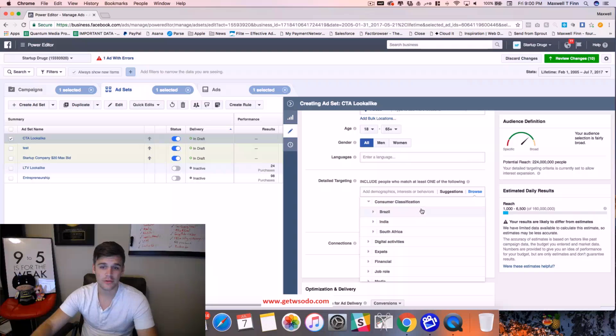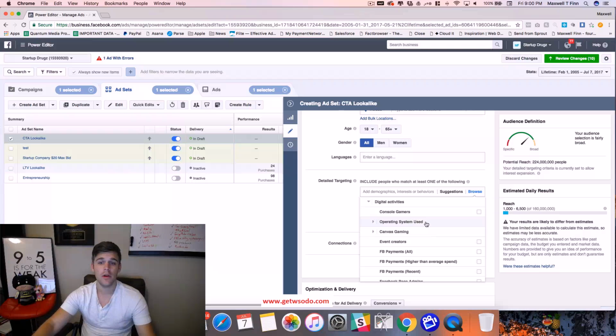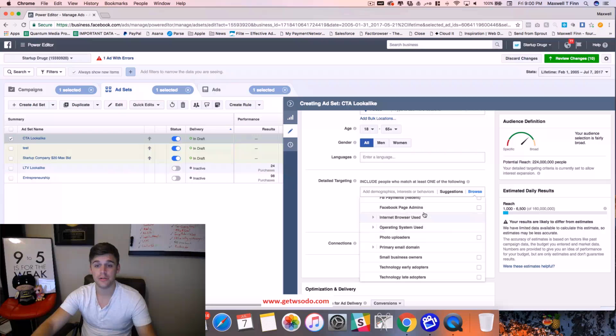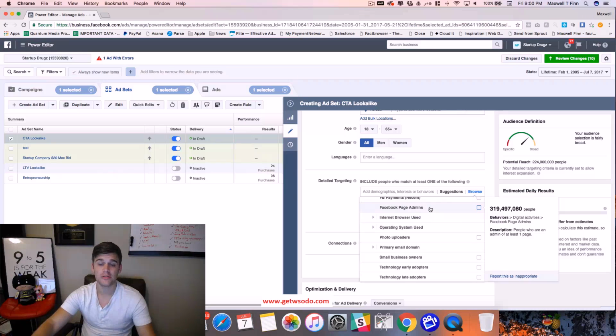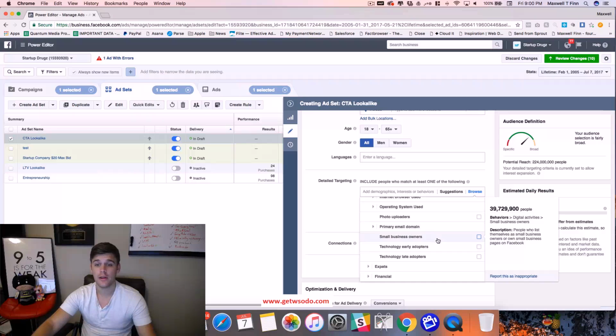Then we have consumer classifications, Brazil, India, South Africa. Digital activities, are they console gamers? Really huge market, knowing do they play Xbox, do they play PlayStation, Nintendo? What operating system do they use? Do they make payments on Facebook? What internet browser do they use? Do they have a Facebook page they're admin of? Are they a business owner? What's their email domain? Are they an early adopter?